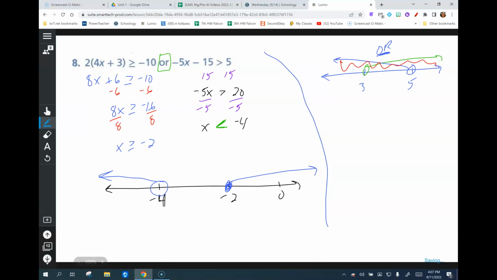That would be all real numbers, because everything makes it true. It's not only in this section and this section, it's in all of the sections, it's all the number line. Okay, so let's take another scenario.